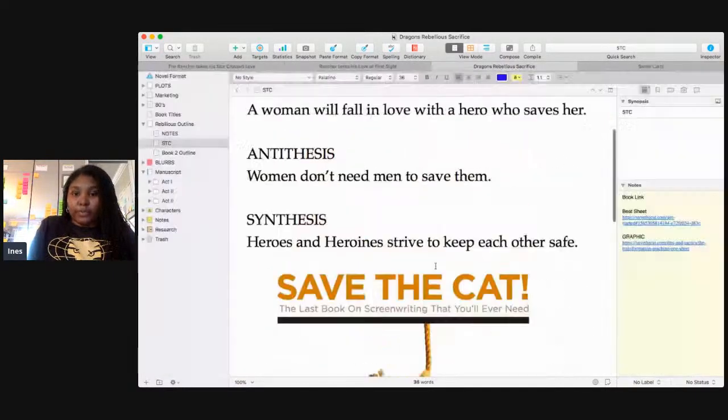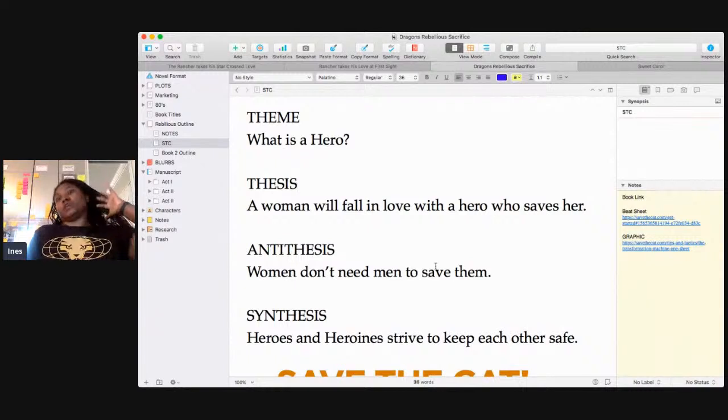But here's how I've broken this out. Remember, the book that I'm writing is Dragon Shifter. These women, the dragons need to sacrifice in order to maintain their human side. And there are no female dragon shifters.